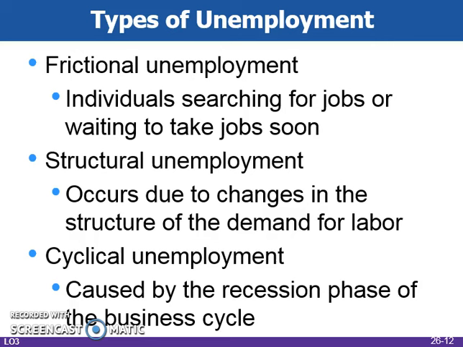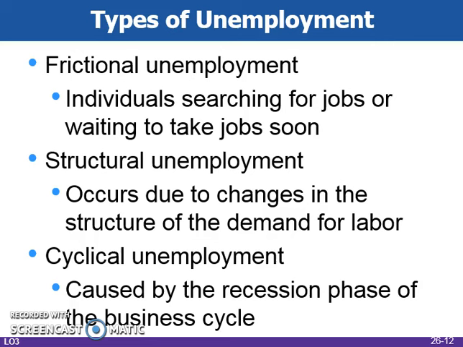It's important to note that there are actually three types of unemployment, and two of these are naturally occurring even during an economic expansionary period. The first is frictional unemployment and is regarded as somewhat desirable because it indicates that there is mobility as people change and seek jobs. Frictional unemployment is usually a short-term type of unemployment. A common example might be the period of time it takes a recent college graduate to find a job.